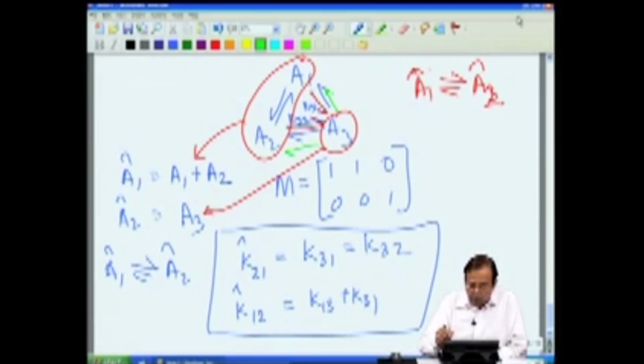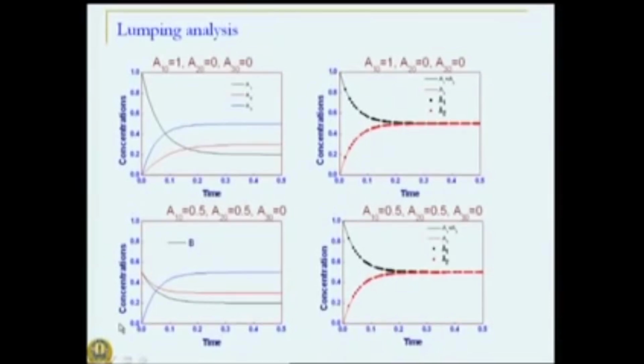Are they indeed? Let us just look at the results of some simulations and convince ourselves that they are indeed exactly identical. So, what we are looking at is the following.